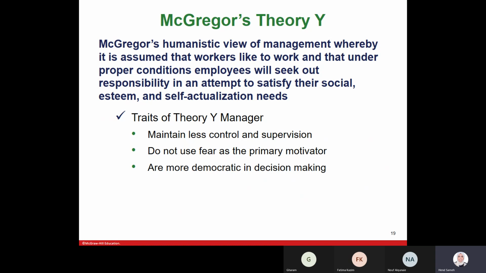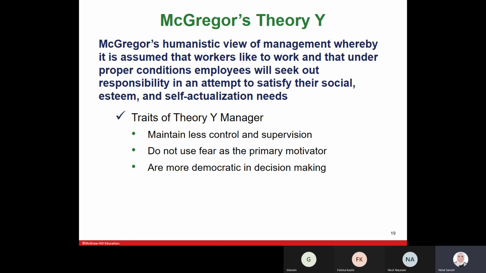You don't need to exert much control and supervision over them because these workers want to achieve bigger needs in life, bigger goals in life. They want to satisfy their self-esteem and self-actualization needs. Even if maybe they stay at work after work hours, they want to achieve bigger goals.